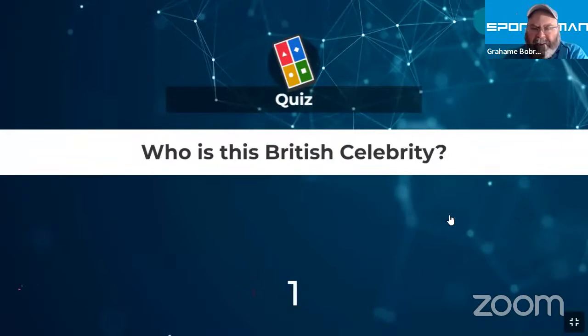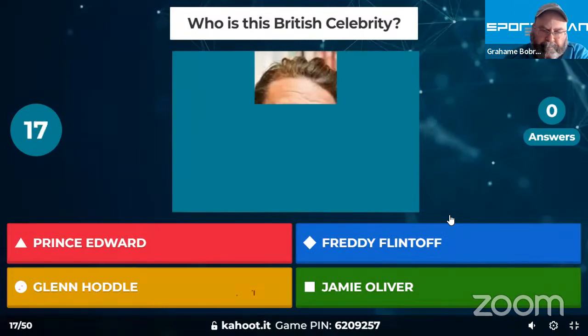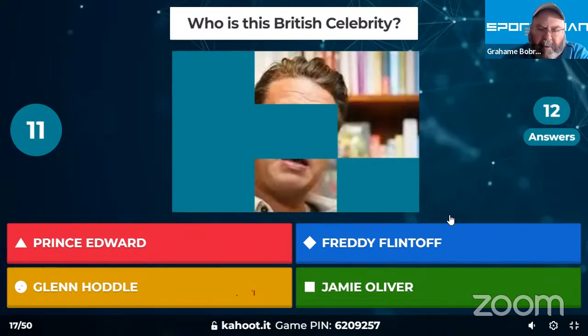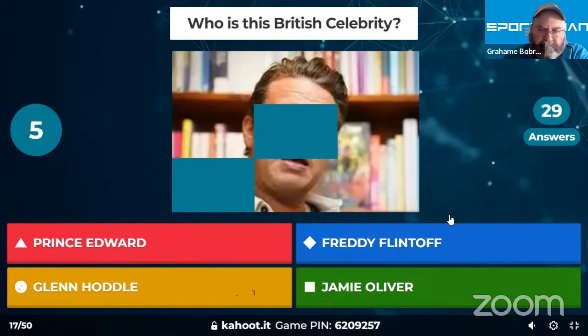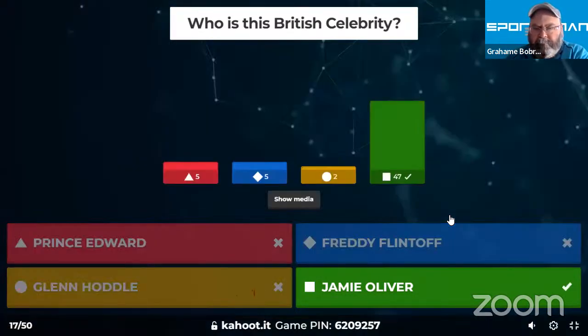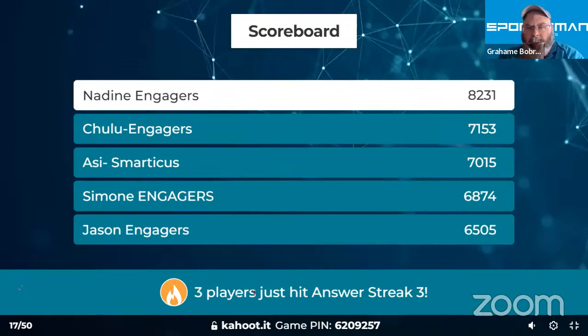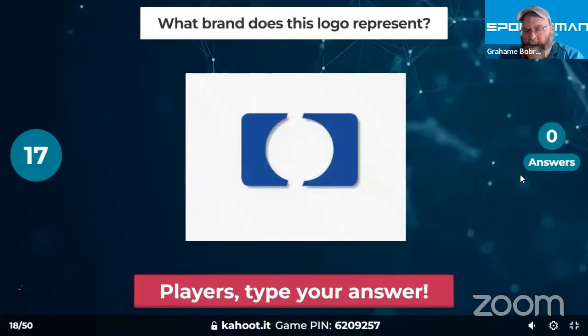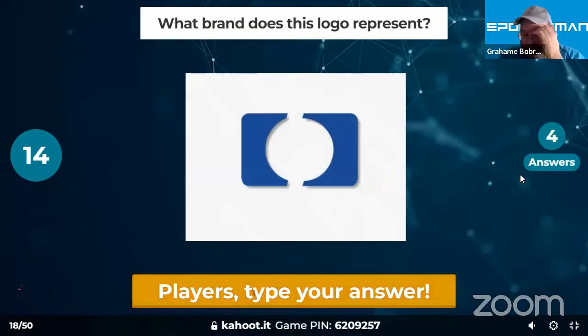Who is this British celebrity? Is it Prince Edward, Freddie Flintoff, Glenn Hoddle, or Jamie Oliver? Yeah, majority of you getting that one right. A nice easy one. And on to the next question. What brand does this logo represent? Need you to type it in.